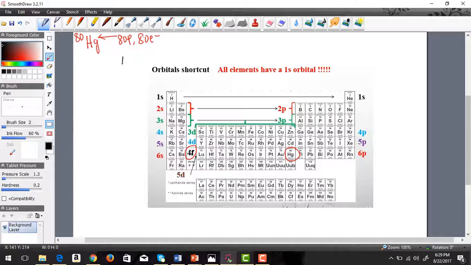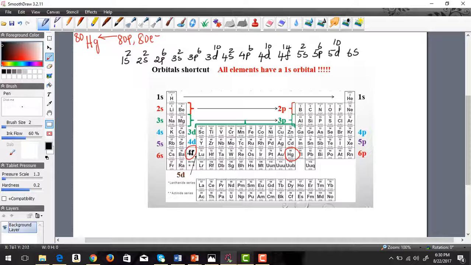So 1s, 2s, 2p, 3s, 3p, 3d, 4s, 4p, 4d, 4f, 5s, 5p, 5d, and 6s. Now start filling in the electrons. So 2, 2, 6, 2, 6, 10, 2, 6, 10, 14, 2, 6, and 10.